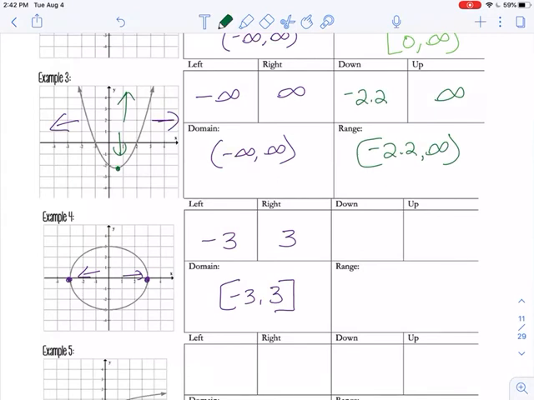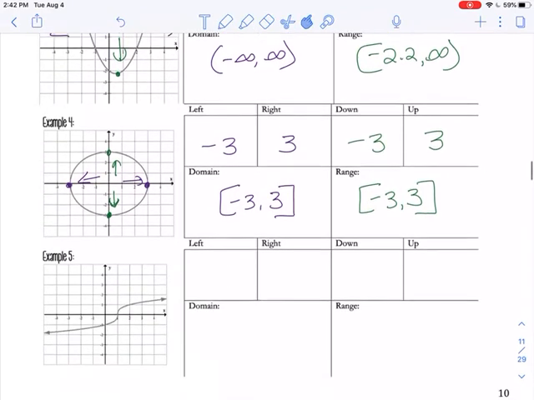Now when I'm looking at my range, those are my y's. So I want my lowest y value and then my highest y value. And again, that's -3 and +3. I am including them, so I will use brackets.